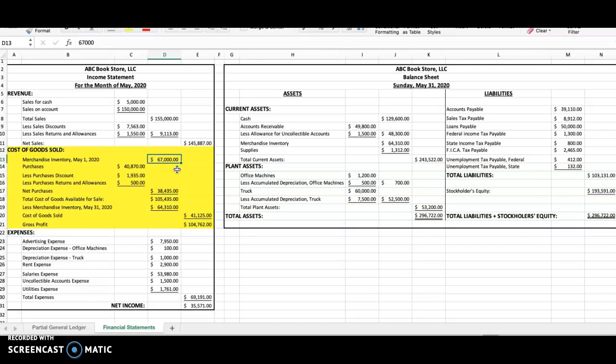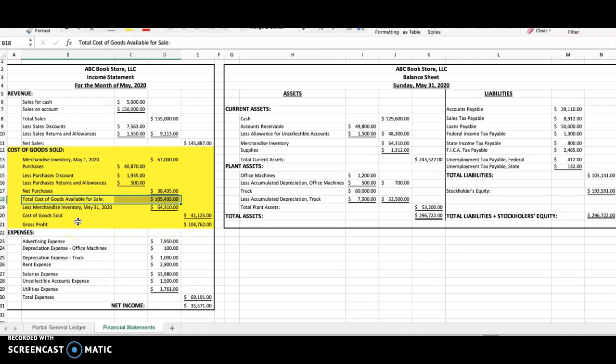I just showed you this account called merchandise inventory in the ledger. At the beginning of the accounting period, we had $67,000 worth of inventory to sell. We now have calculated net purchases. We bought some more merchandise. Net purchases, $38,435. Add those two together, we have something called total cost of goods available for sale. That's what it cost us for all that merchandise.